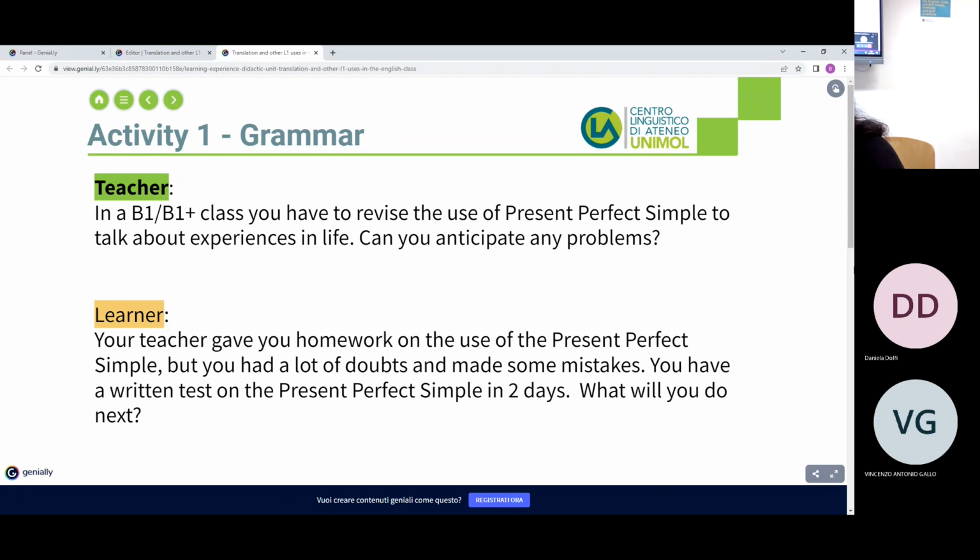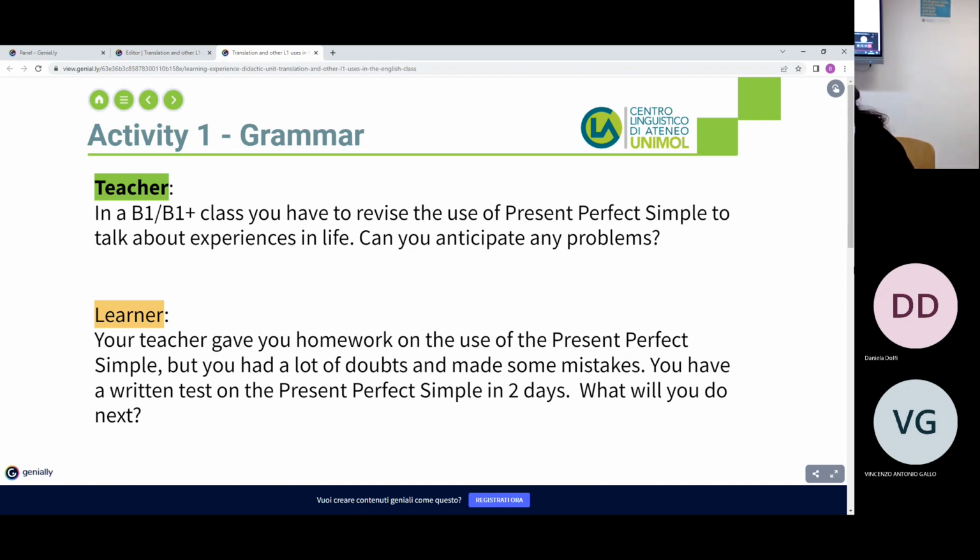Vado a basket da 5 anni. Gioco a basket da 5 anni. In this case, we have the duration form. Ok, vado a basket. We use the present, il presente indicativo. In English? I've been practicing basketball for 4 or 5 years.